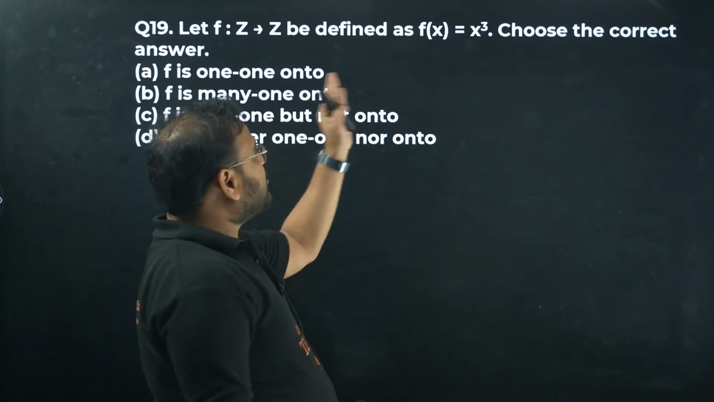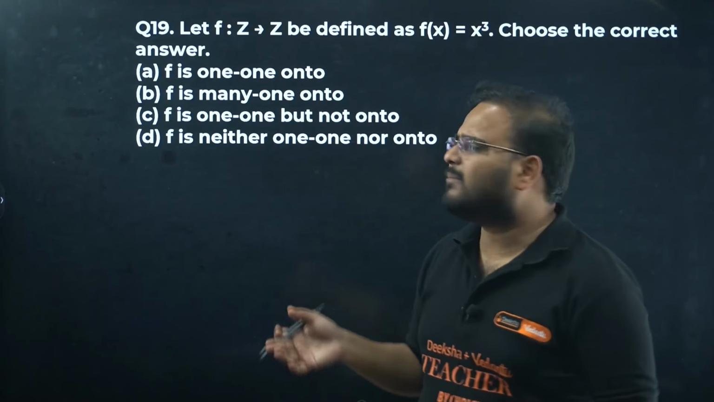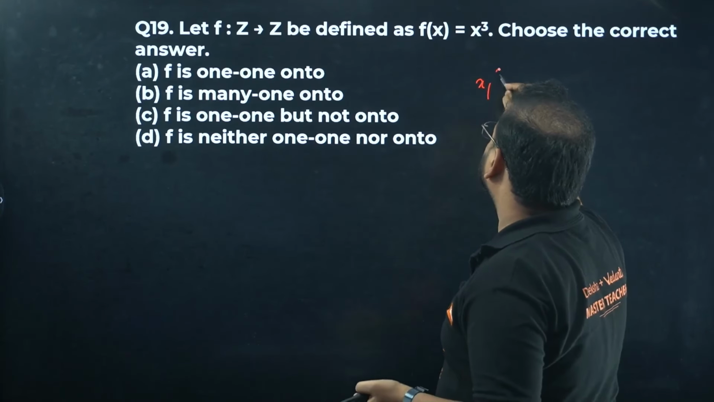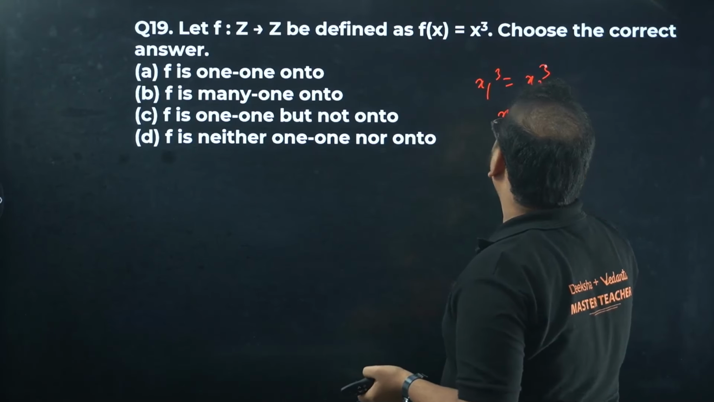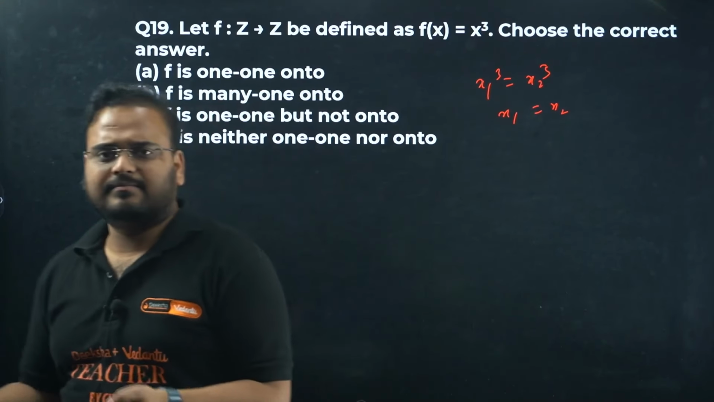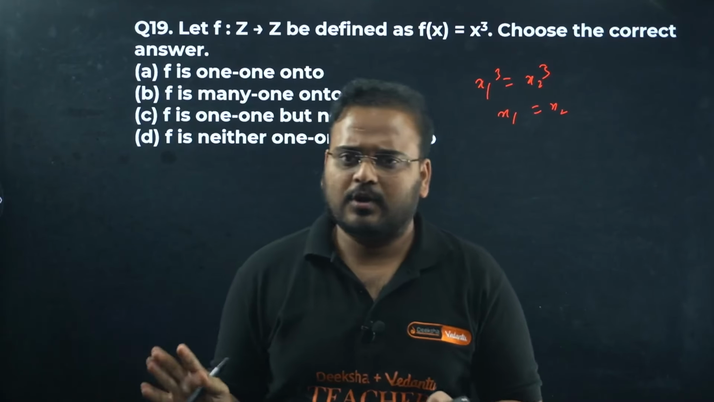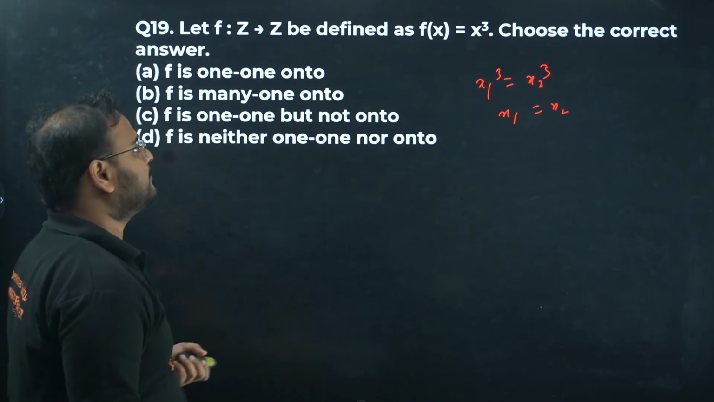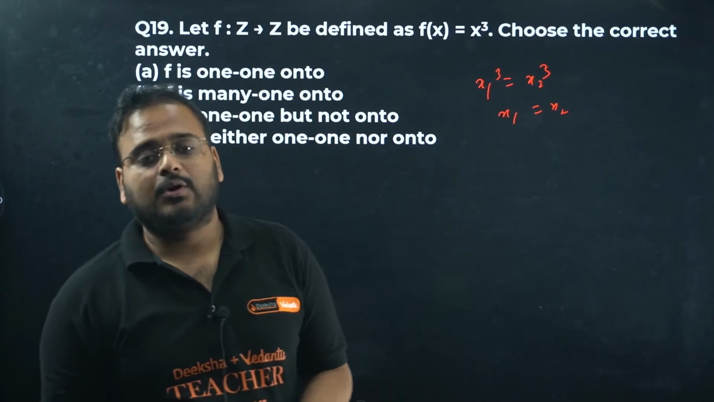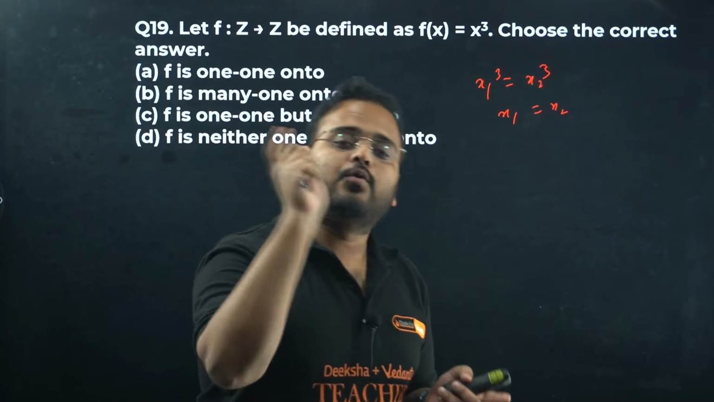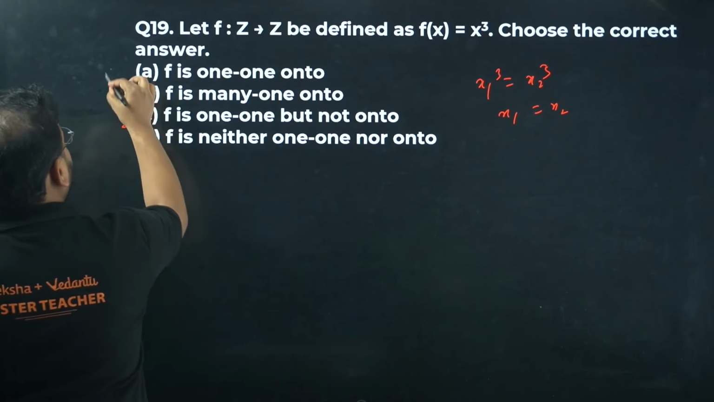If it is defined on integers and x cube is there, the same result. Think about it. If you take x1 cube and x2 cube, you're going to get x1 equals x2, because even if it is negative, the cube of a number is always unique in nature. So 1-1 will be true. What about onto? Not really, because if I take the cube root of 4, will the answer be there? No, sir. So for some numbers, the cube root will not exist. Hence, it is going to be 1-1 but not onto, C.